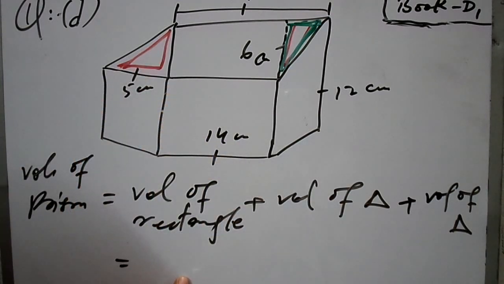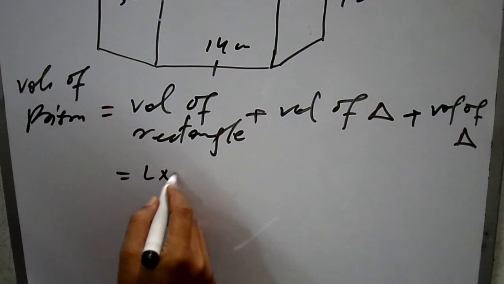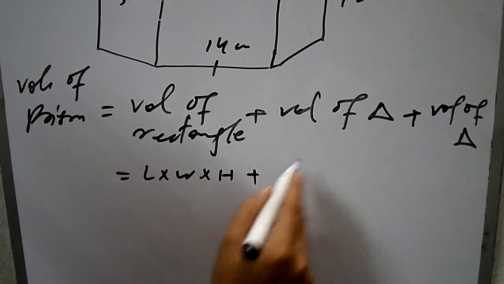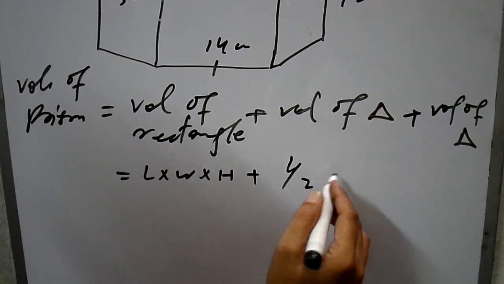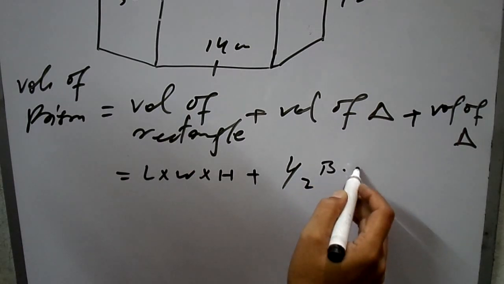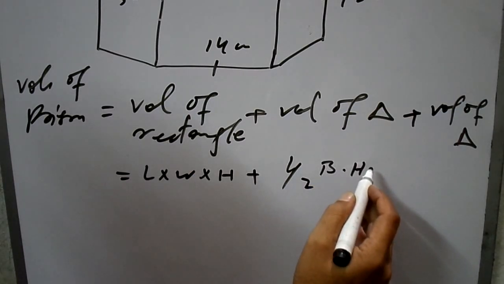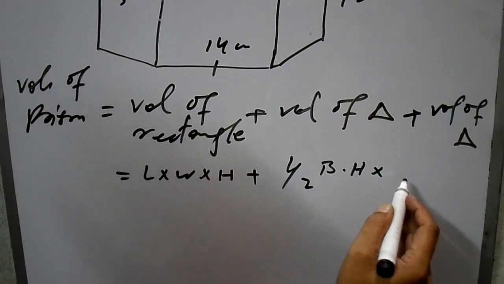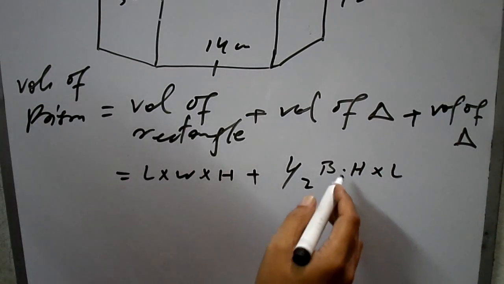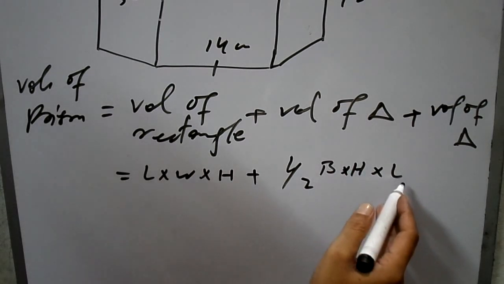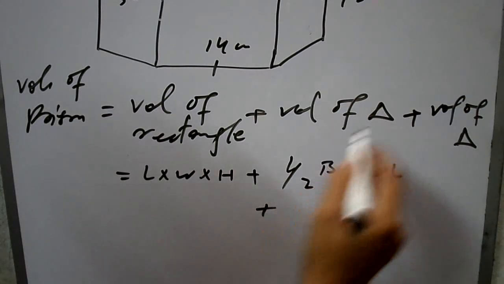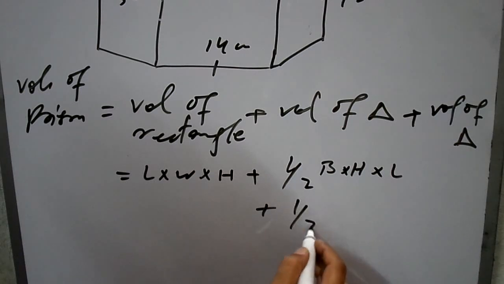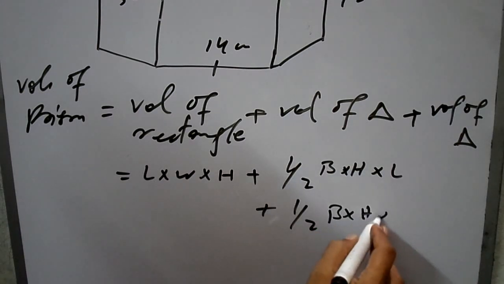So volume of rectangle, we are well familiar with the formula, that is length, width, height. Volume of triangle, half, that is your base into height into length. And similarly, another volume of the triangle by the same formula, base into height into length.